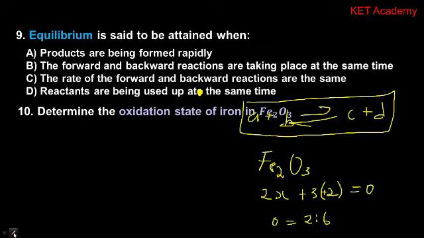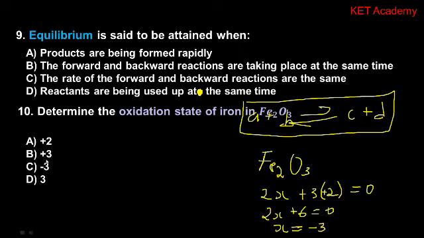So from there, if we simplify our answer, we are going to get 2x plus 6 equals 0, and x will simply be minus 3. So that is the oxidation state of iron. Now looking at our answers, we're going to get minus 3, so obviously the answer is C. Now that's our answer.